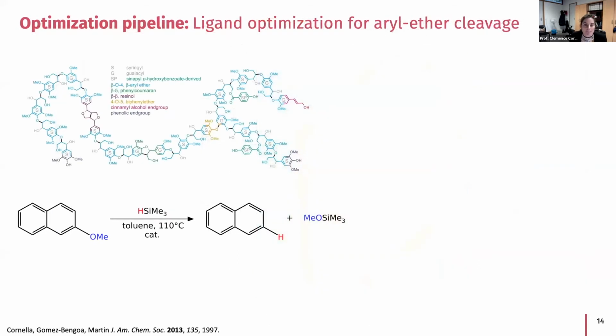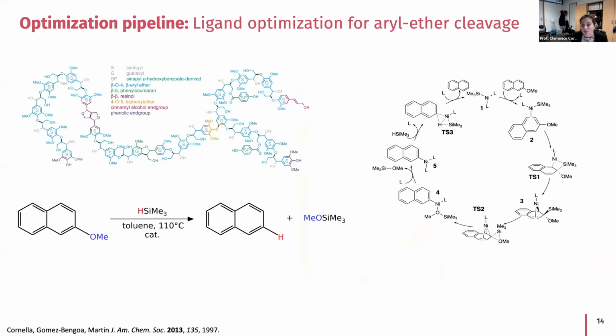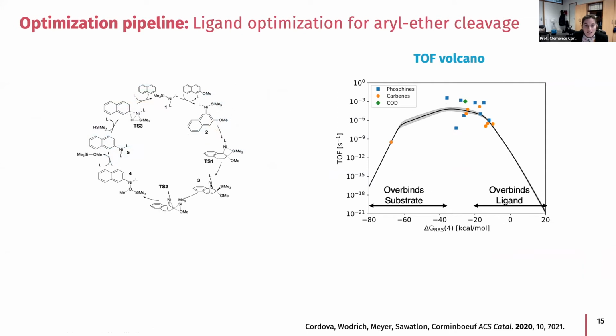The first example I picked is a ligand optimization for aryl-ether cleavage, which is an important reaction, like many other reactions, but especially in the context of biomass degradation. Here we know that the mechanism is more or less what you have here, where if you cleave this ether group, the catalysts that work well for that, even if it's a challenging reaction, are these kinds of nickel catalysts with 2 ligands. And what we realized when building the volcano plot, so that's the result, is the volcano plot that we have for this reaction.